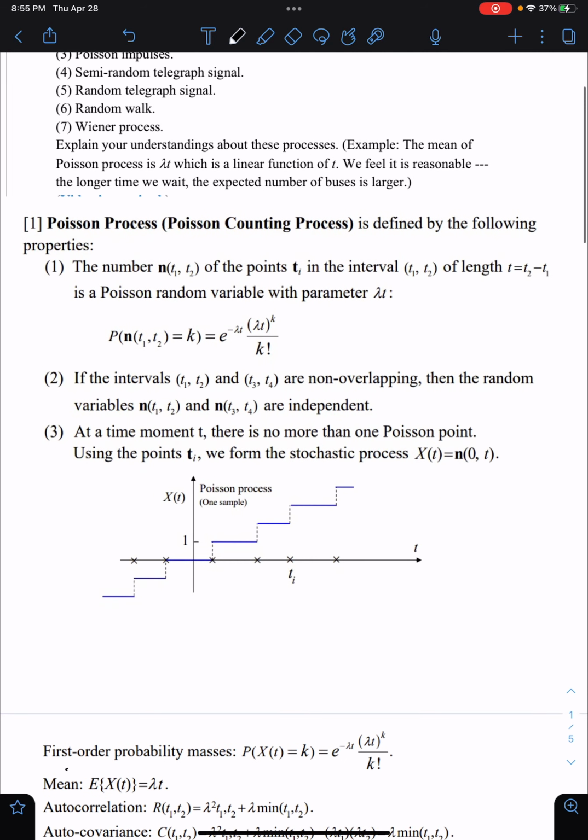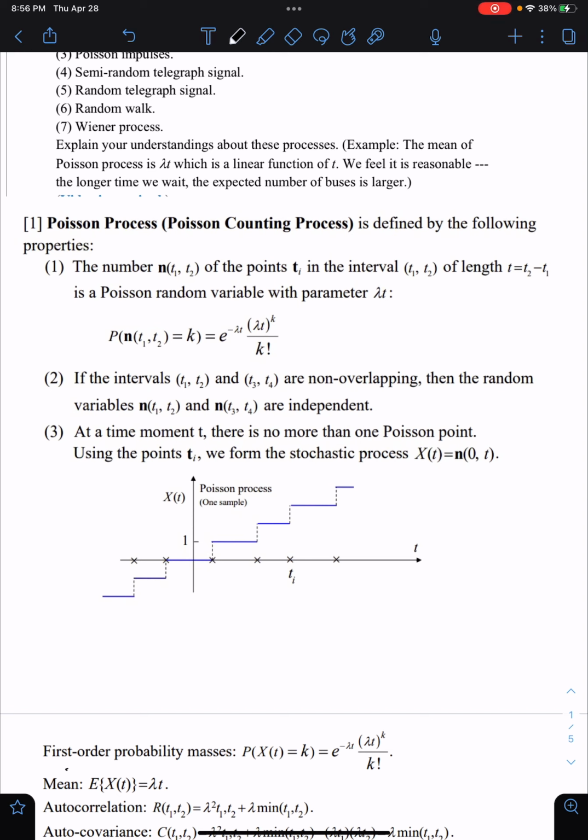First, we will discuss the Poisson process, which is also called the Poisson counting process, and it is defined by the following properties. First, the number we denote as n(t1, t2), where t1, t2 is a time interval, and we also denote t equals t2 minus t1. This is a Poisson random variable with parameter lambda t, and we write the probability as P(n = k) equals e to the power of minus lambda t times (lambda t) to the power of k, divided by k factorial.